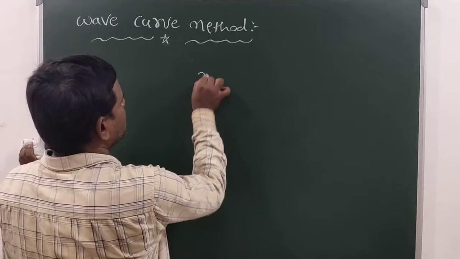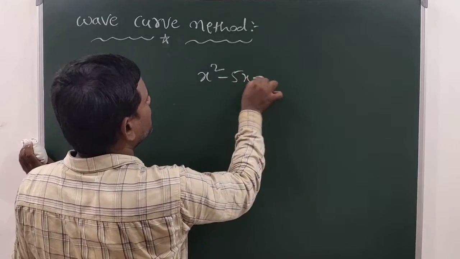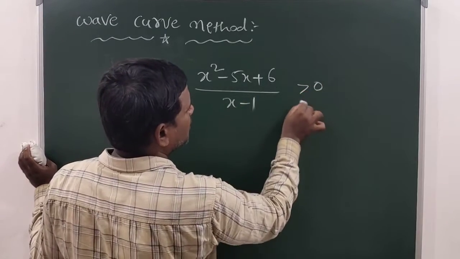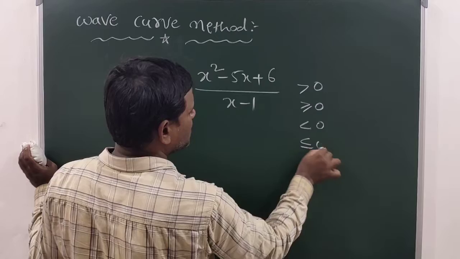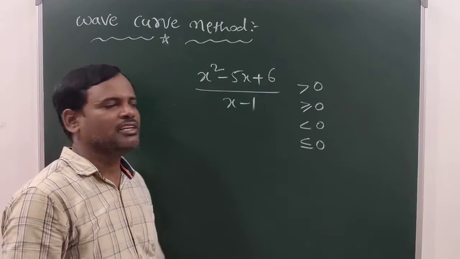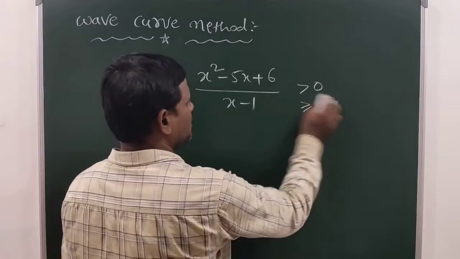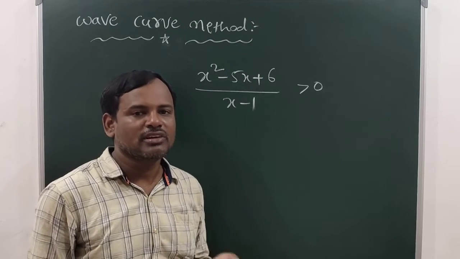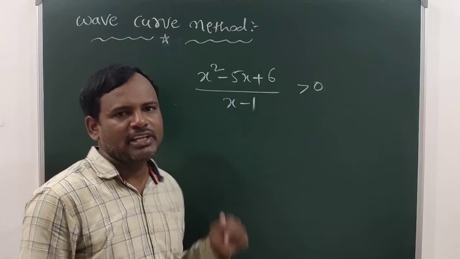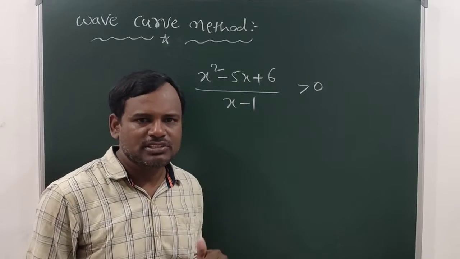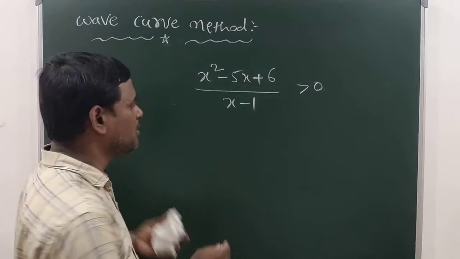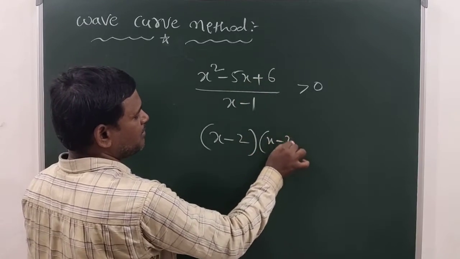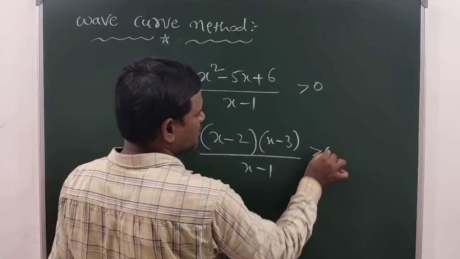Now see here, let us take (x square minus 5x plus 6) by (x minus 1) greater than 0, or it may have greater than or equal to 0, less than 0, less than or equal to 0. How do we solve this rational polynomial inequation? Let us see. The first step: numerator and denominator we have to express as a product of linear factors. In the denominator a linear factor is already there, but in the numerator a quadratic expression is given. Now express the numerator as a product of linear factors. So you will get (x minus 2) into (x minus 3) by (x minus 1) greater than 0.